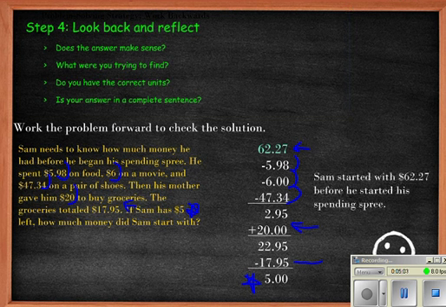Sam started with $62.27 before he started his spending spree. And you'll notice that I did not just write 62.27. You want your answers to be in a complete sentence, repeating part of the question. And that is the working backwards strategy. Remember, when you're working backwards, you're using it on problems where you already know the end result, and you're supposed to find the beginning of it, and you just reverse the order of the problem. So go ahead and you can start working on your working backwards problems.